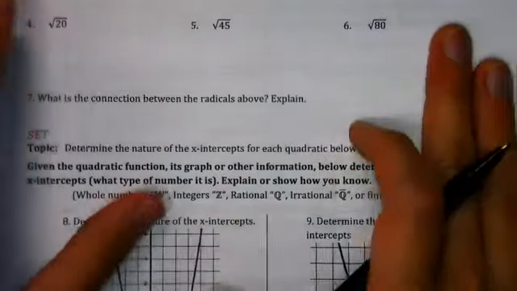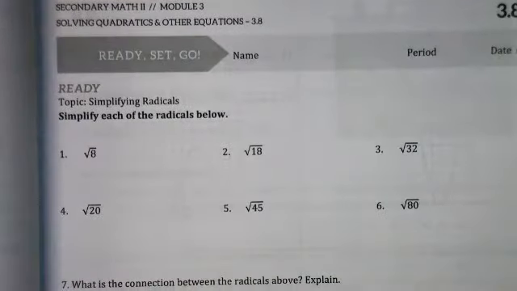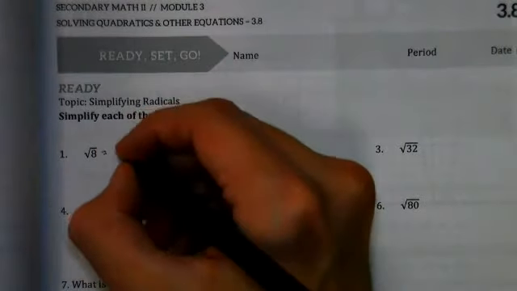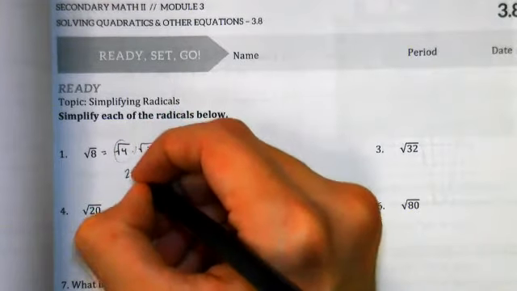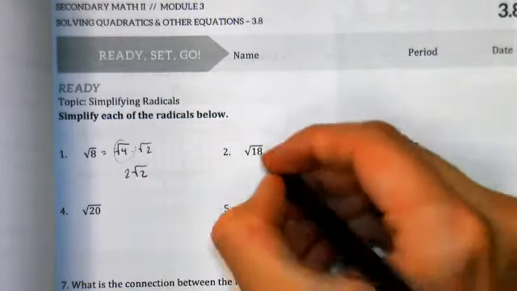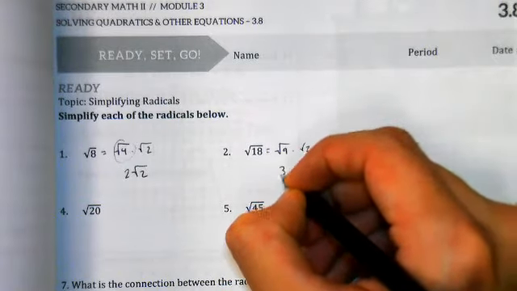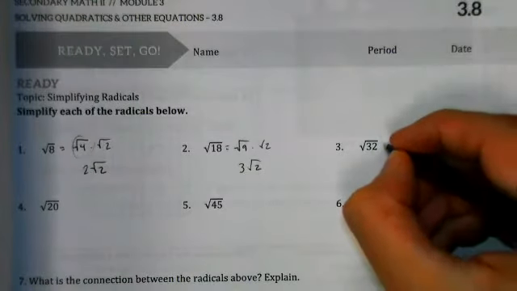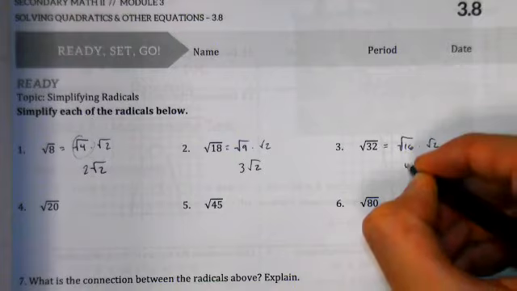Okay, let's do some ready, set, goes. Simplify each of the radicals below. Okay, square root of 8. That's the same as the square root of 4 times the square root of 2. And the square root of 4 is 2. That's that. Square root of 18 is the square root of 9 times the square root of 2. And that's 3 root 2. The square root of 32 is the same as the square root of 16 times the square root of 2, which is 4 root 2.